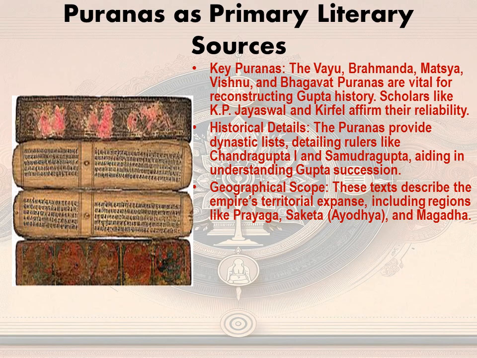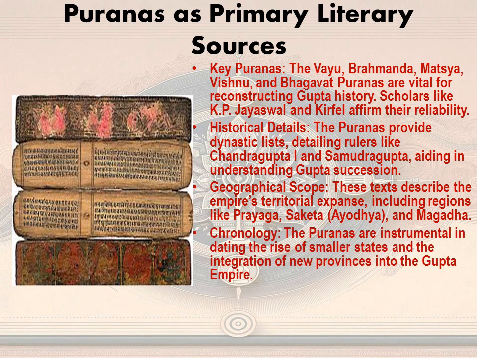Geographical scope. These texts describe the empire's territorial expanse, including regions like Prayag, Saket, which is Ayodhya, and Magadha. So, not only the genealogical history of the Gupta rulers is given in the Puranas, but we also get to see the geographical and territorial expanse of their rule when the Puranas describe areas like Prayag, Saket, and Magadha.